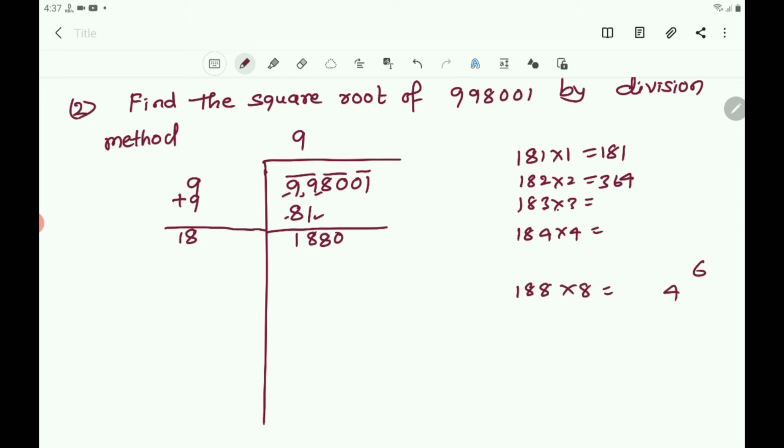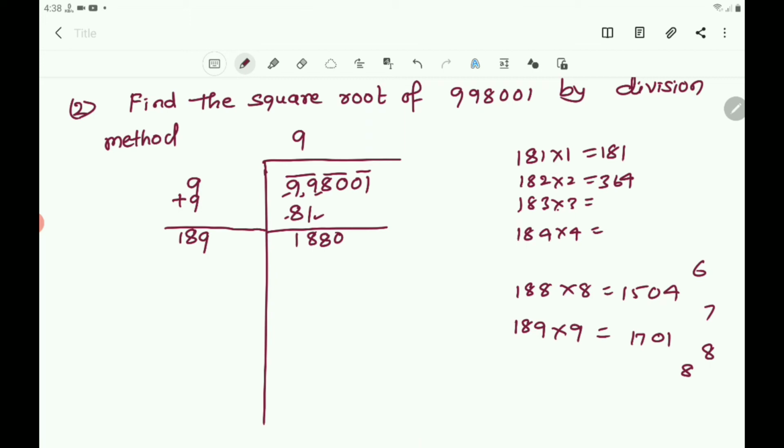8 8s are 64. 8 8s are 64 plus 6 is 70, and 8 1s are 8 plus 7 is 15. You got 1504. Again try to keep 189 into 9. 9 9s are 81, and 9 8s are 72 plus 8 is 80, and 9 1s are 9 plus 8, 1701. Okay, 1701.